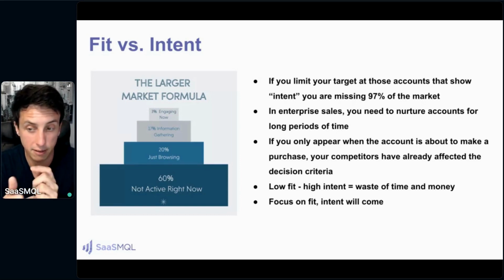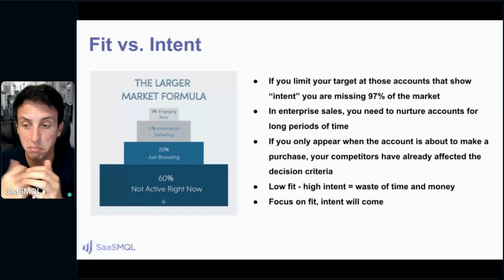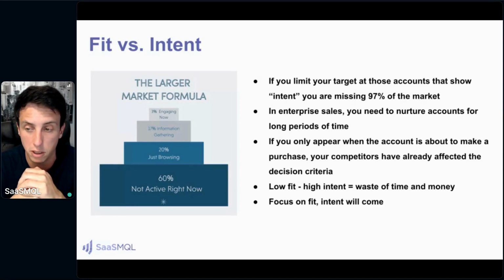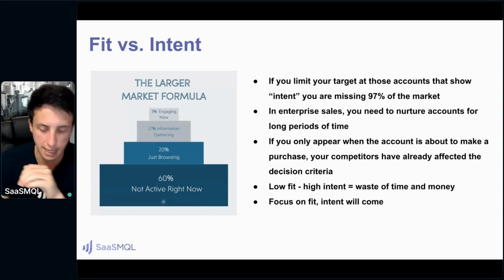And on the contrary, if you focus on companies that have high intent but probably are not a great fit, are actually low fit for your solution, you're just wasting a lot of time and money, because you're going to sign up customers that are probably going to churn very soon, or are low value, or are a pain to serve because they don't fit the criteria of your ideal customers. So fit is way, way, way more important than intent. And so just focus on those great fit accounts.